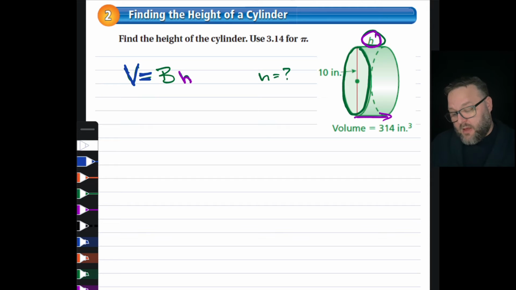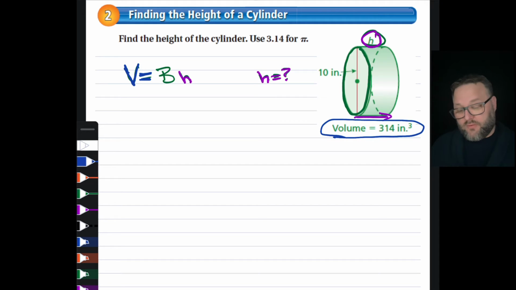All right. So my height is what's missing. It's what I don't know. However, luckily, I'm not stuck. I do know that my volume is 314. Now, hopefully that number rings a bell, and you'll see why here in just a second, I believe. But here, I need to cut this number in half because currently my diameter equals 10 inches, but I need my radius. And my radius would be half of my diameter. So if I take 10 divided by 2, I get a radius of 5.